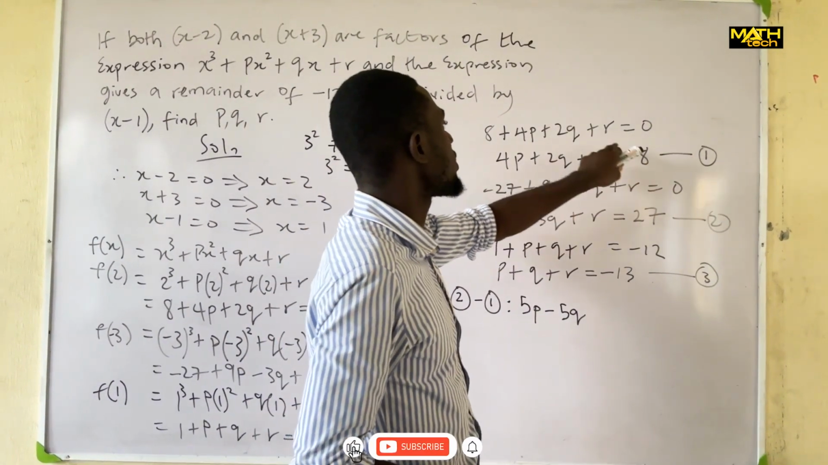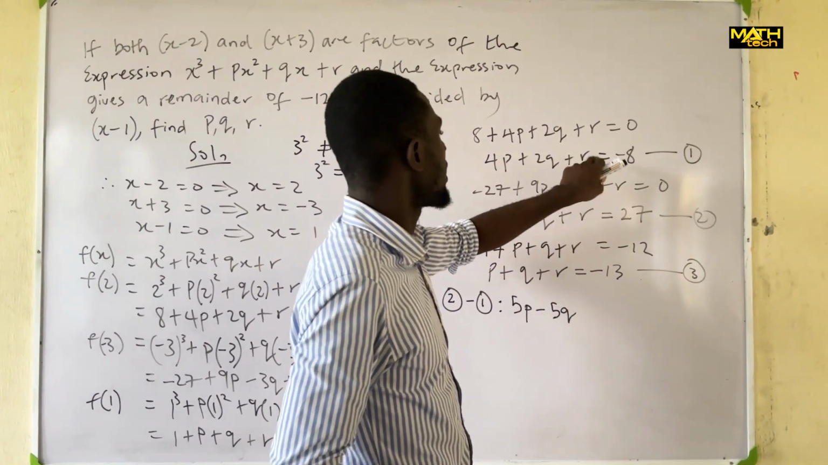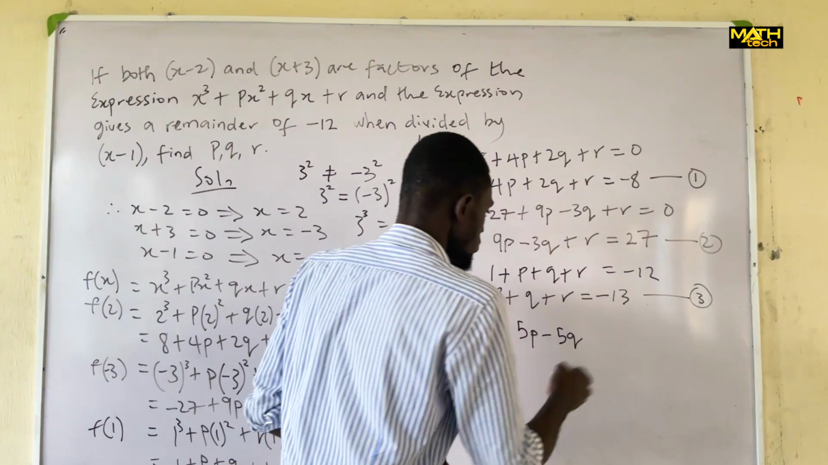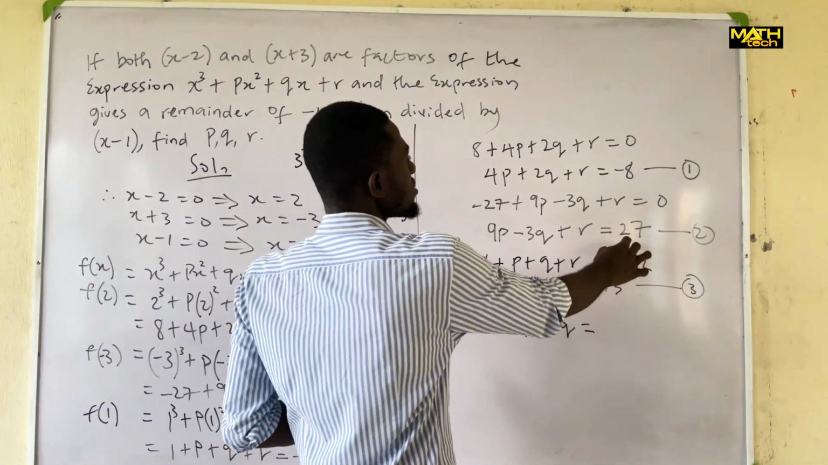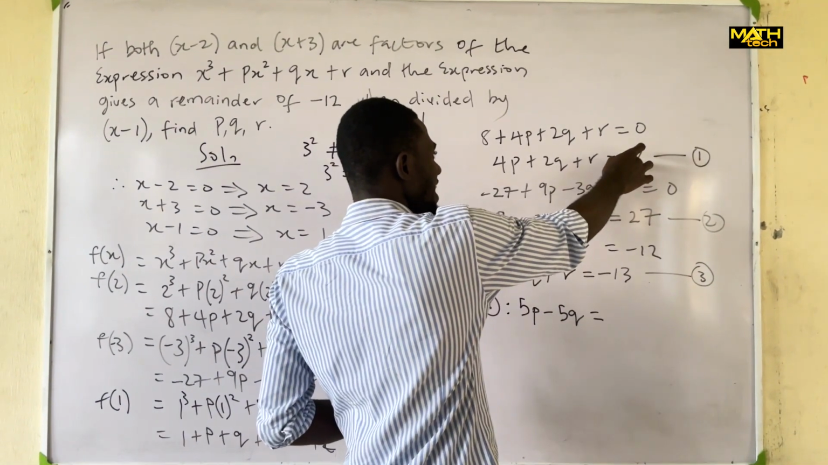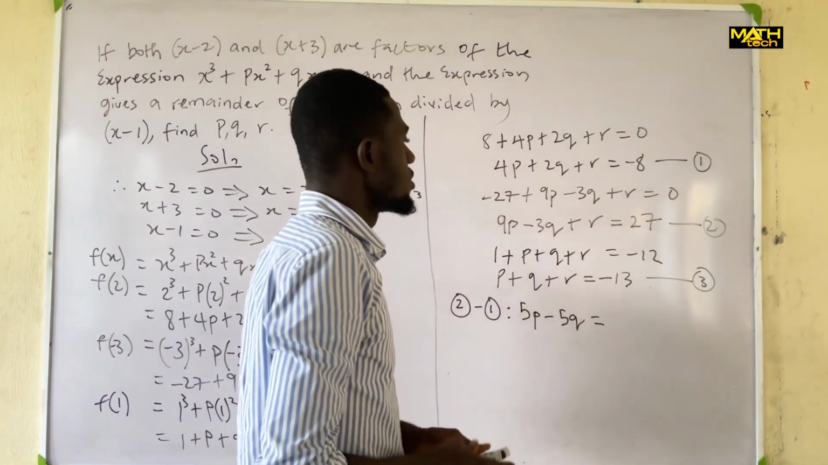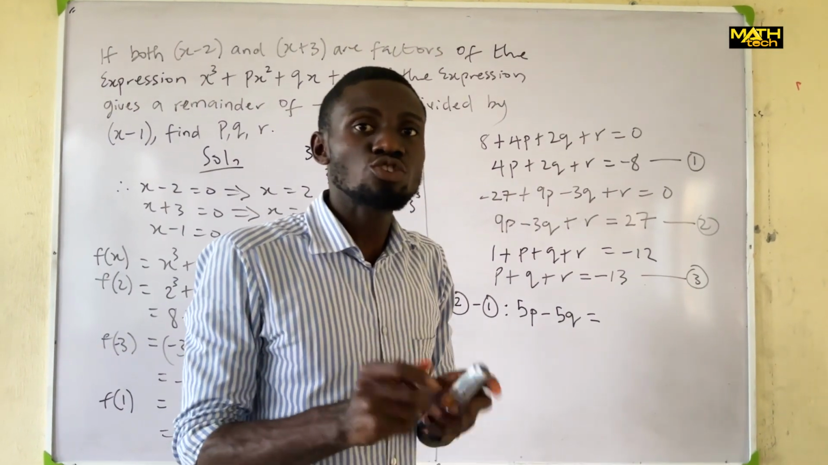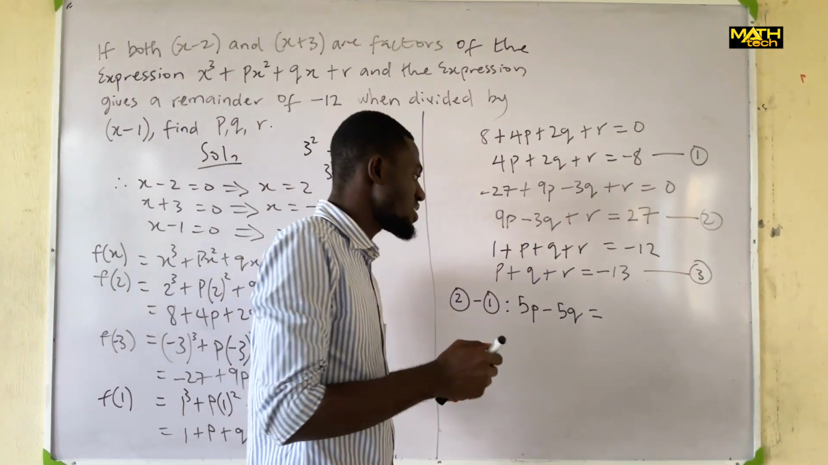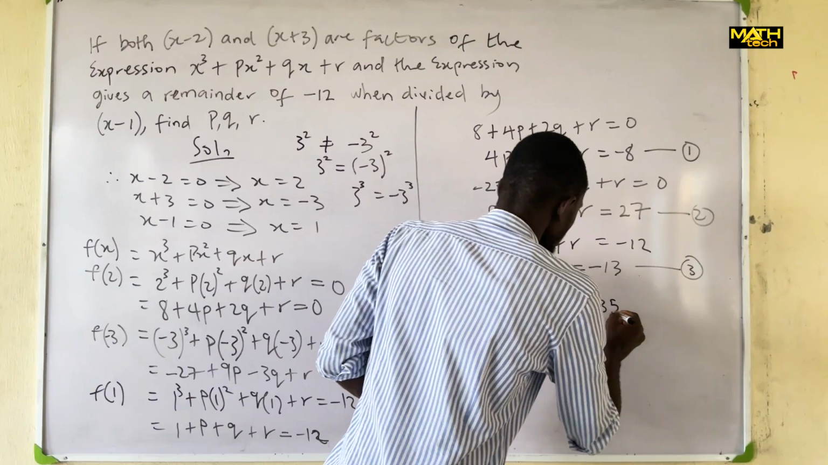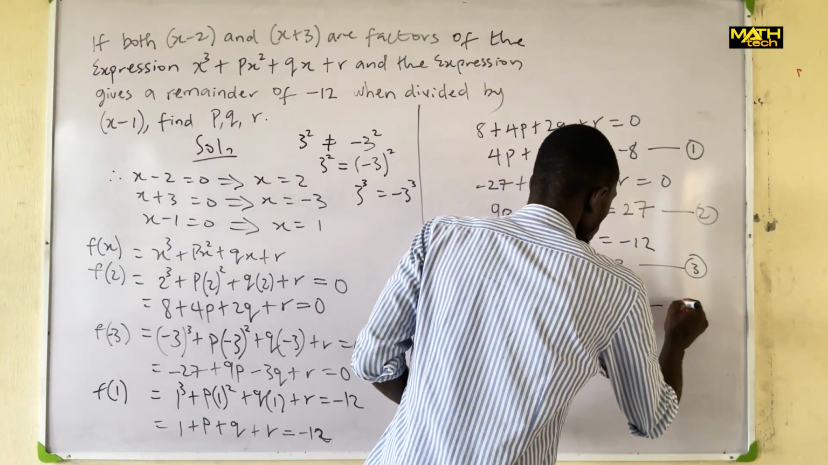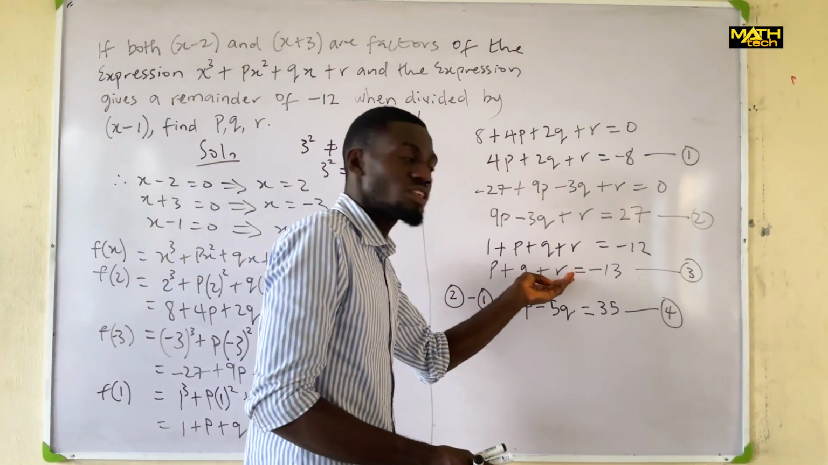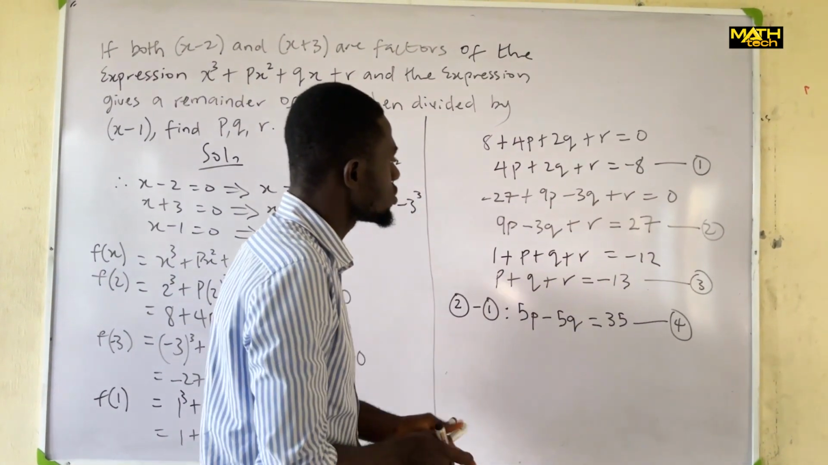And now we're having r minus r, which will give us 0. So that will be equal to 27 minus 8. 27 minus 8. So the minus multiplies the minus. It turns what? Plus. So it will be 27 plus 8, and that will give us what? 35. And we can call this what? Equation 4.